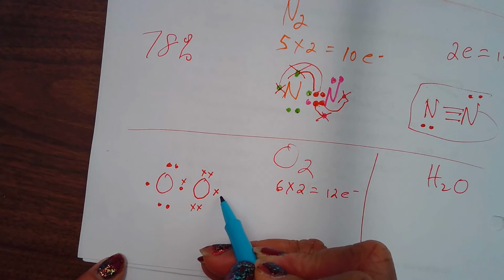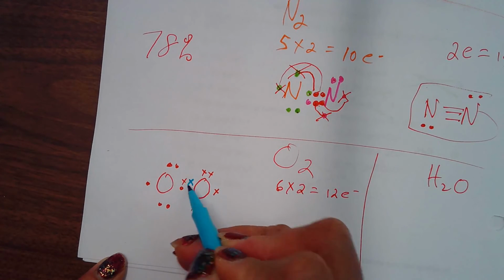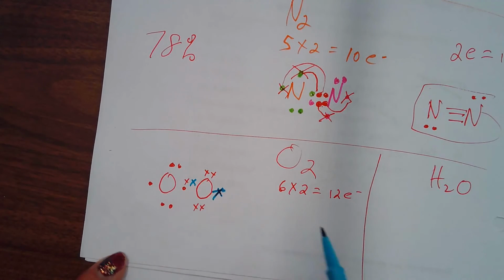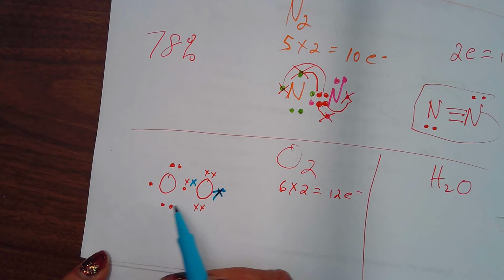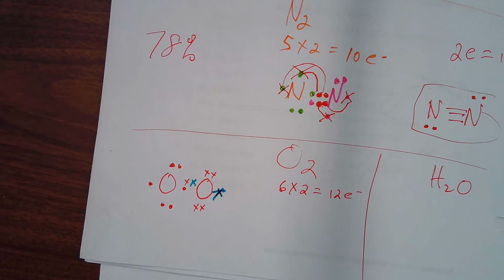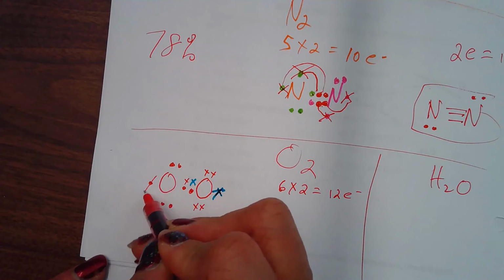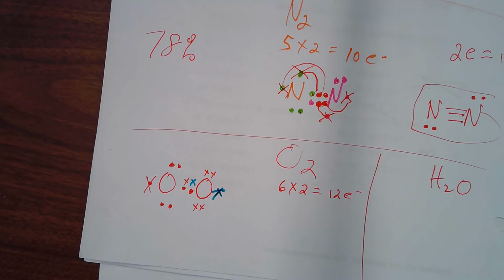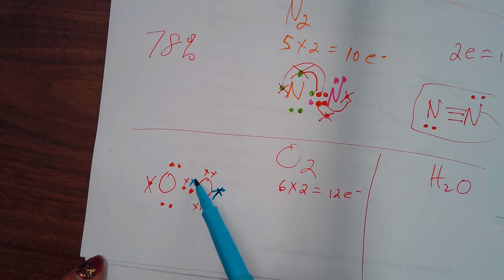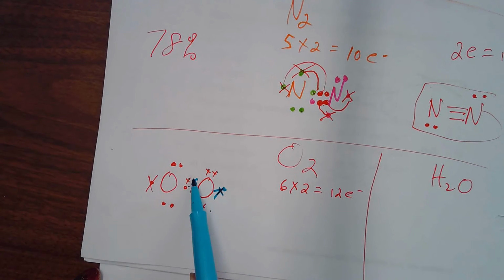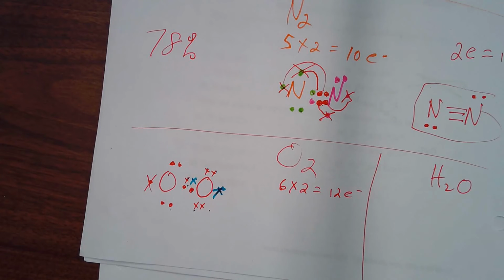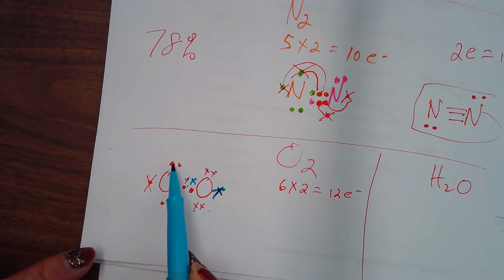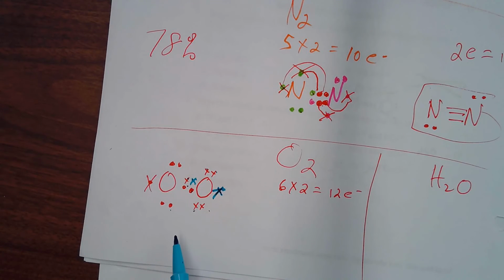So what's going to happen? This loose electron is going to go here. That's gone. That's gone. And then that loose electron is going to go right there. That's gone. Okay, so now how many? 1, 2, 3, 4, 5, 6, 7, 8. Remember, this is gone. 1, 2, 3, 4, 5, 6, 7, 8. So what does oxygen look like?